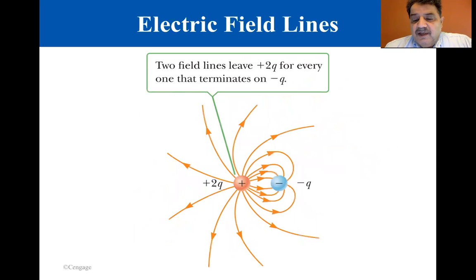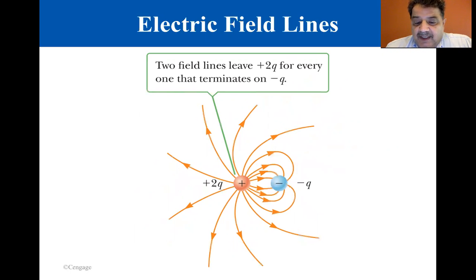This is a sketch of the electric field lines associated with the positive charge plus 2q and the negative charge minus q. In this case, the number of lines leaving charge plus 2q is twice the number terminating on charge minus q.